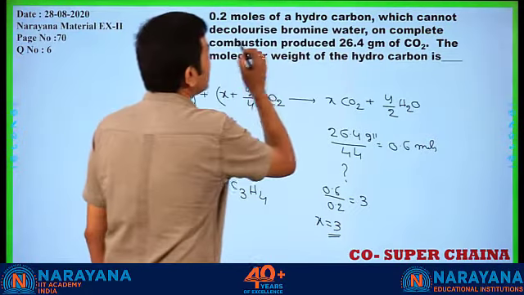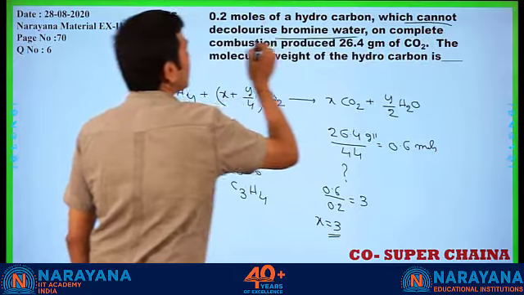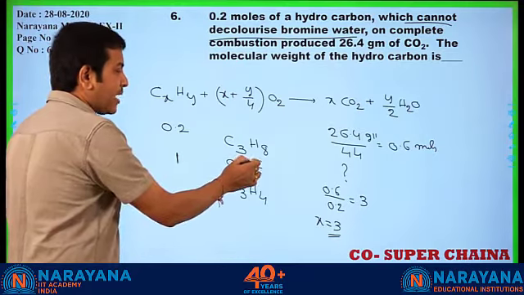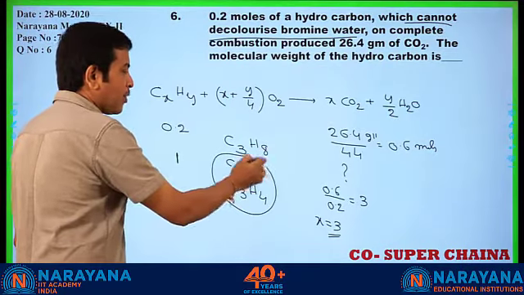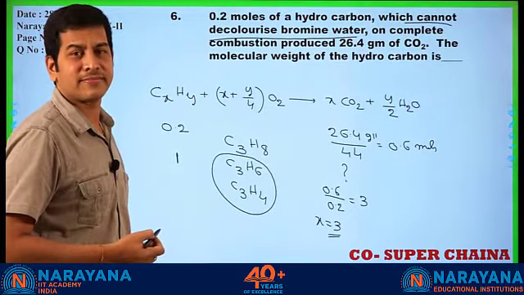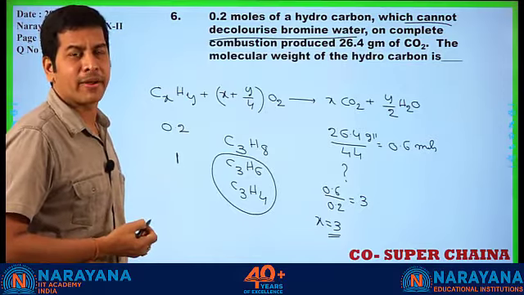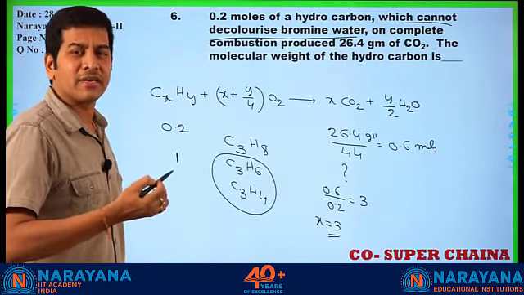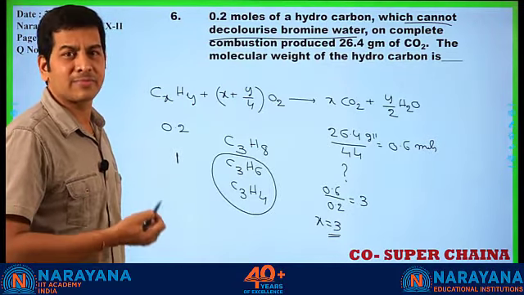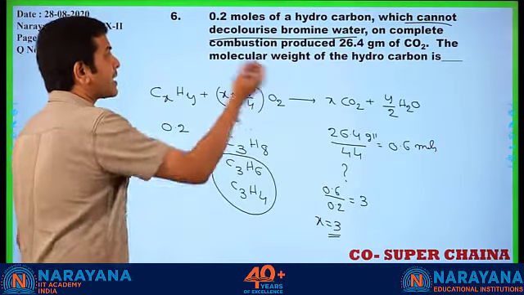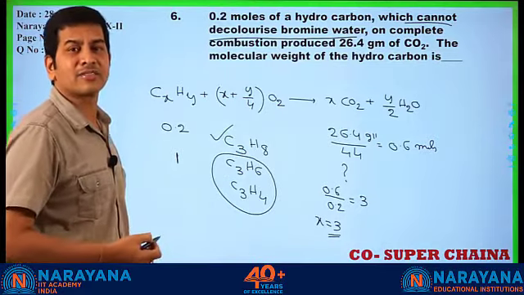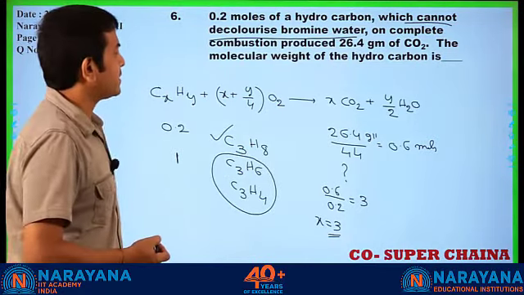One condition is given. What is that? Cannot decolorize bromine water. Here actually unsaturated compounds, both propene and propyne, will decolorize bromine water. That is the test for unsaturation. If a double bond or triple bond is present, definitely when treating with bromine water, the bromine water color will disappear. Here the condition is given, cannot decolorize bromine water. That means the saturated compound, here propane, cannot decolorize bromine water. That is propane.